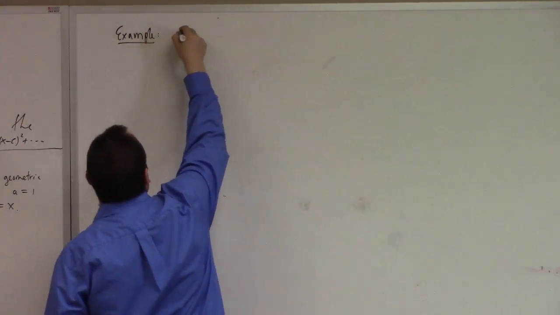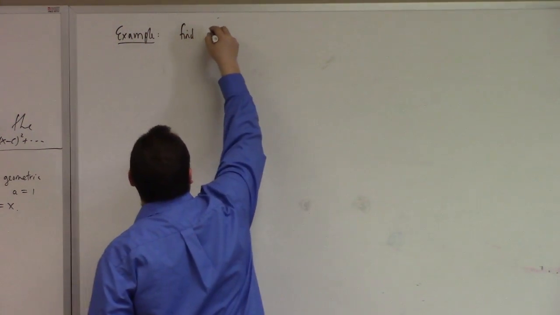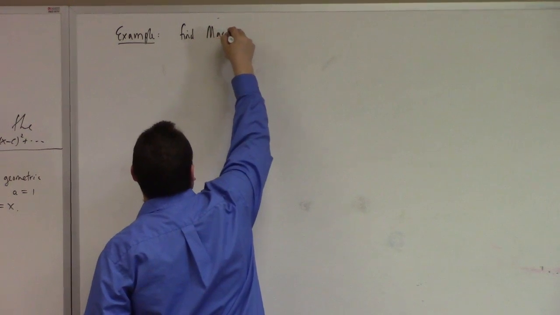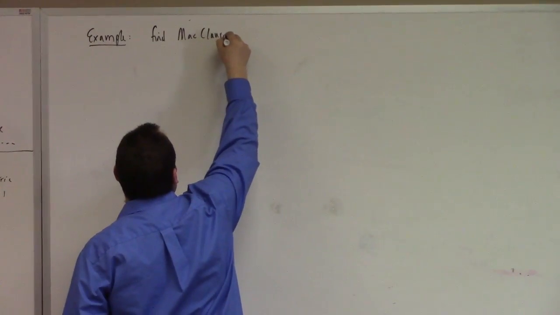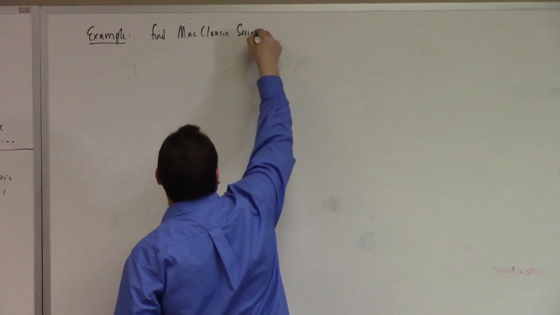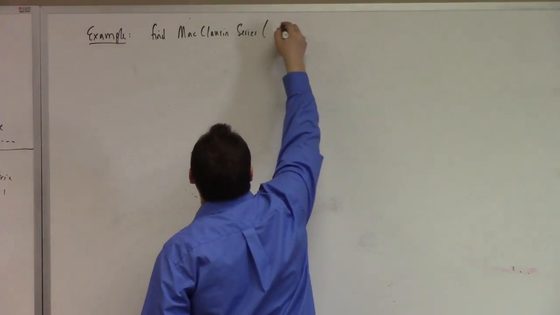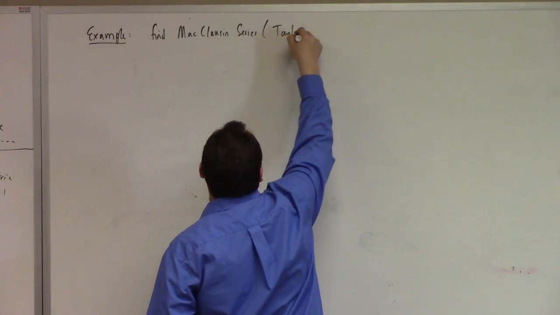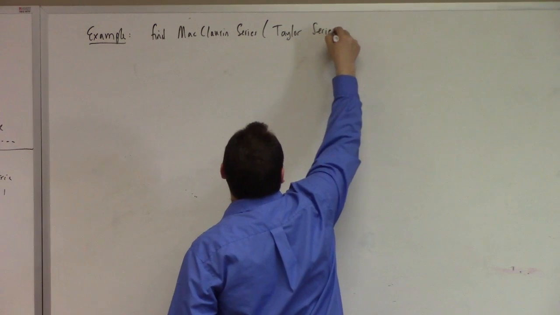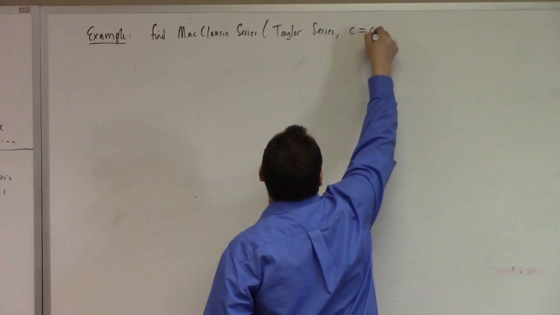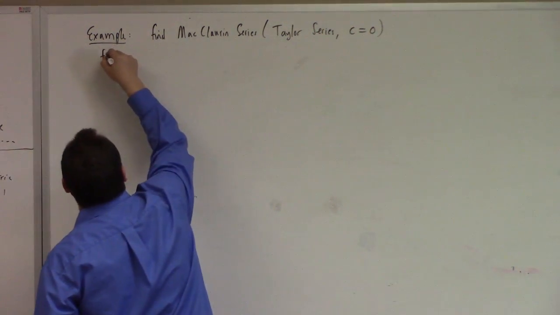Example. Find the Maclaurin series, which is just a sneaky way of saying Taylor series centered at 0, for the exponential function.